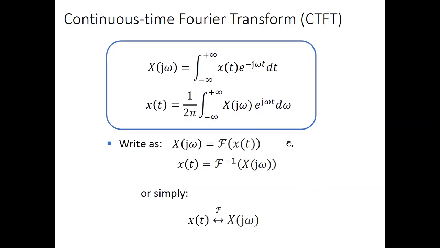But for this pair of transform, we use some notation for it. We can denote capital X of j omega as F of x of t, which means the Fourier transform of x of t. And vice versa, x of t is F inverse of X of j omega, so it's the inverse Fourier transform. Or we can simply represent the relationship between x of t and capital X of j omega in this way. So they are mutually Fourier transform and inverse transform, so we put this F on the double-sided arrow.